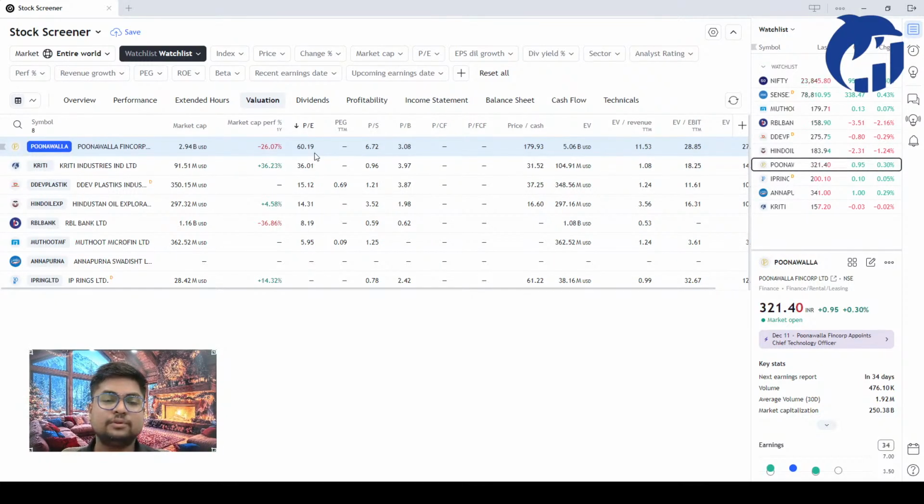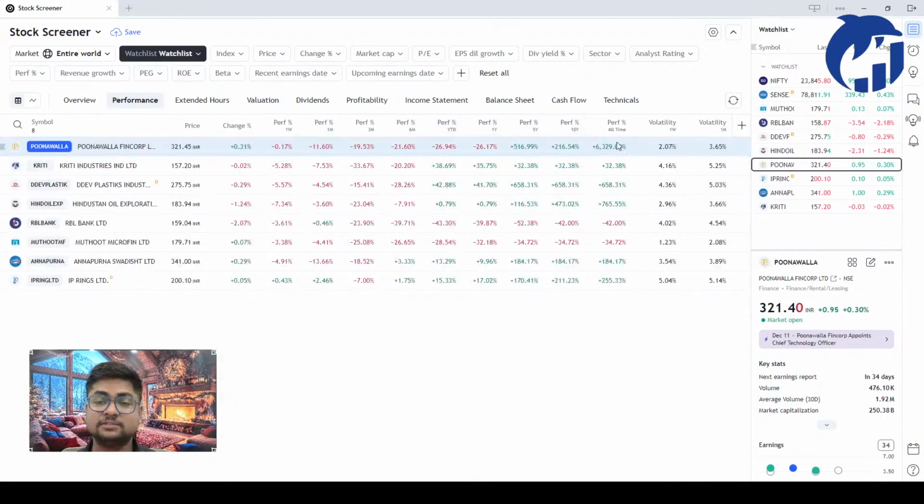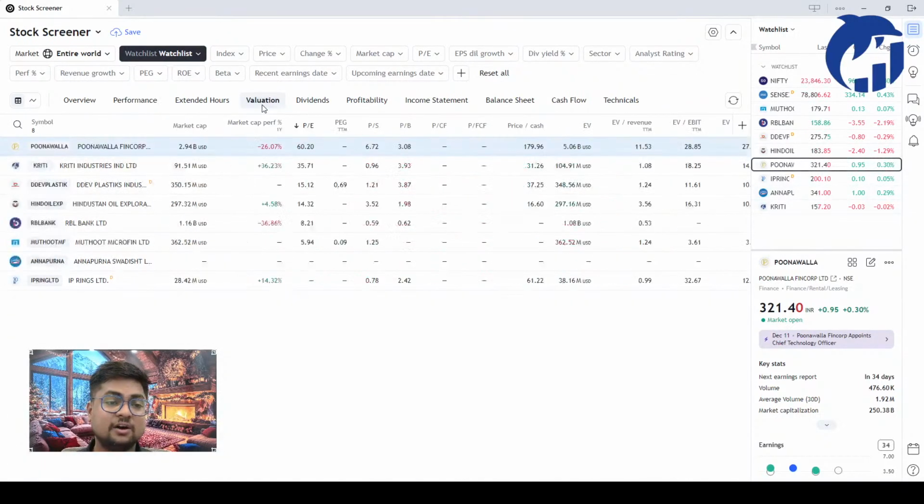We have been seeing Poonawalla has provided the highest returns. So if you look at the all-time performance, just look, 6329.00% of returns till now, right? It is among the highest as of now, right? So if you talk about the valuation, it may be high, but the profitability is also high. So that's why the stock price kept on increasing. People are eagerly paying at a high valuation.